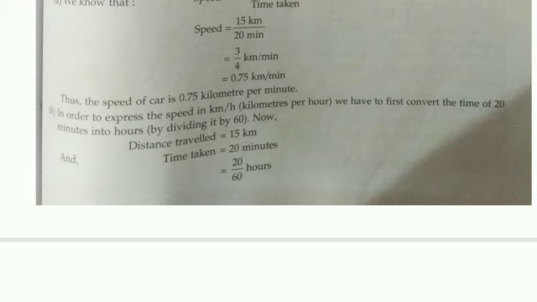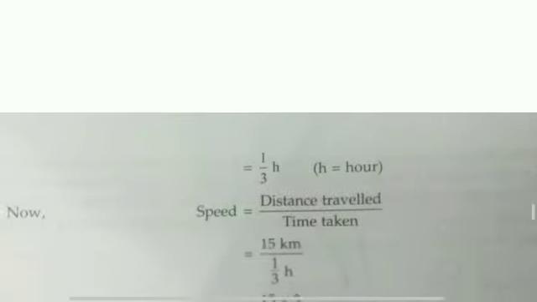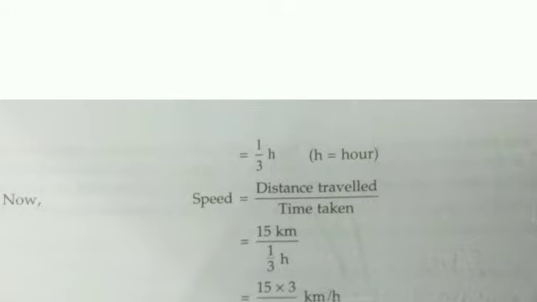1 minute is equal to 1 by 60 hour. So 20 minutes is equal to 20 by 60 hour. 20 by 60 is equal to 1 by 3 hour. So our time is 1 by 3 and our distance is 15 kilometer.